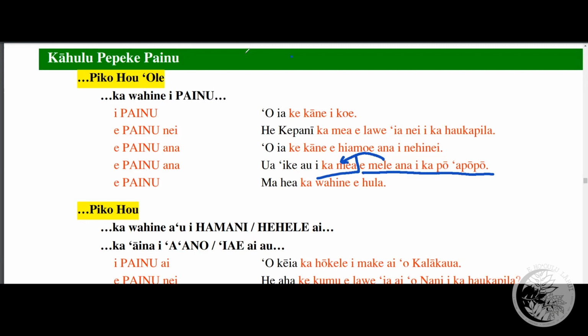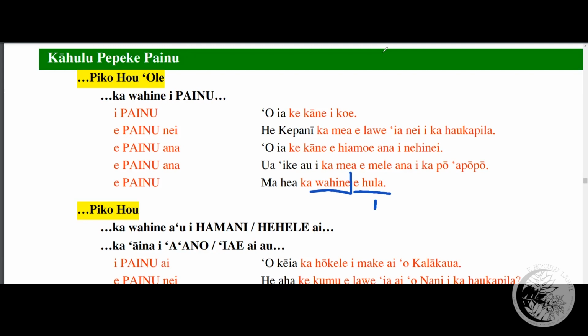And the last one, Mahea kawahine. So where's the woman? The woman, that's your kia. Well, which woman? I want to describe her. I'm going to give an explanation. I'm going to give color. I'm going to add something to the potential of what the Kahulu Pepeke Painu does. It gives you a full idea of who or what you're talking about. So where's the woman? I don't know which woman you're talking about. E hula. Who would dance, who should dance, who shall dance. Where's the woman who dances, or who would dance, or who should dance?